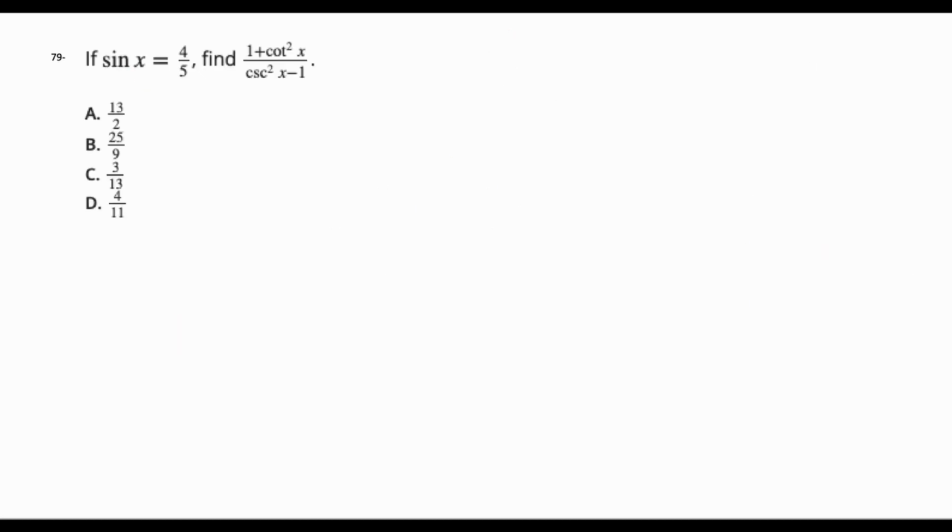Question 79 says, if sine x is equal to 4 over 5, find 1 plus cot square x over cosec square x minus 1. So let's assume that we have a right angle triangle such as this, and we're paying attention to this angle x right here.